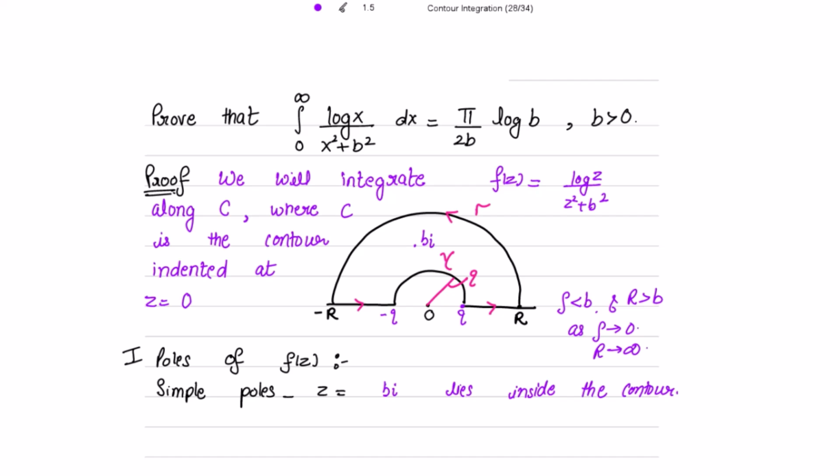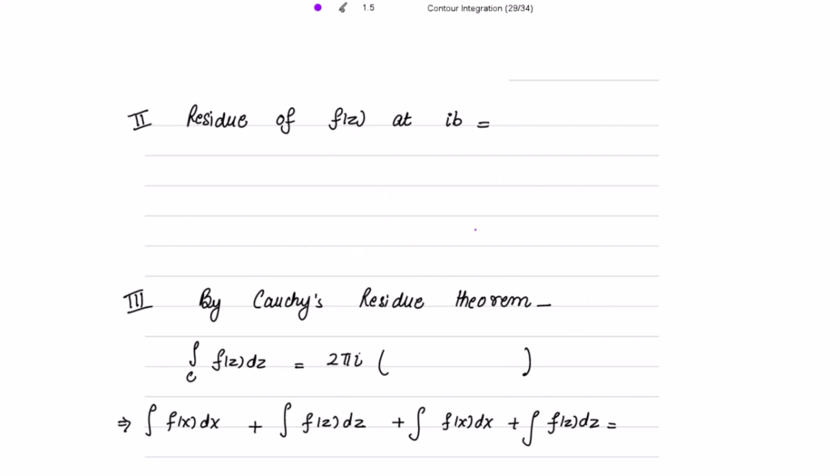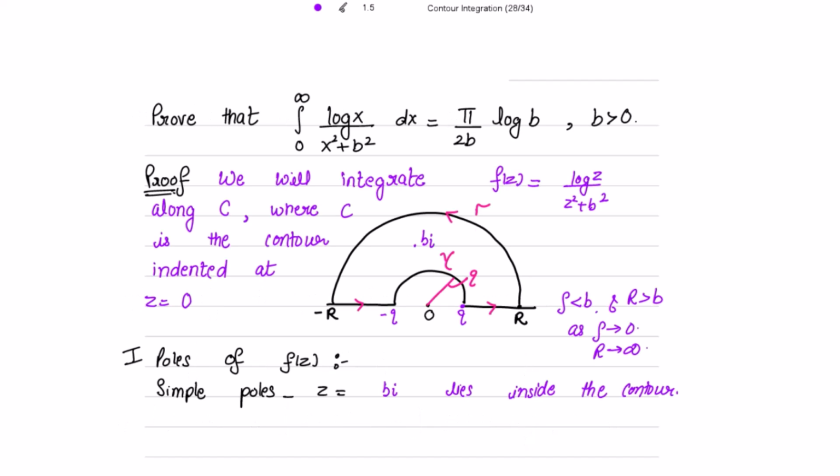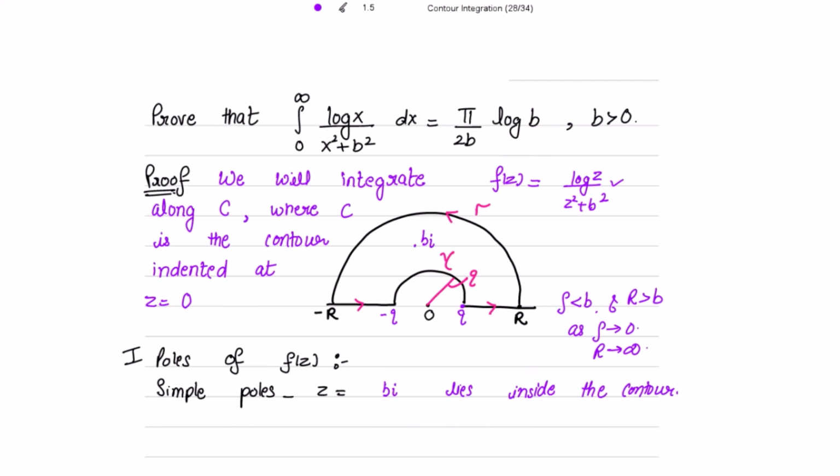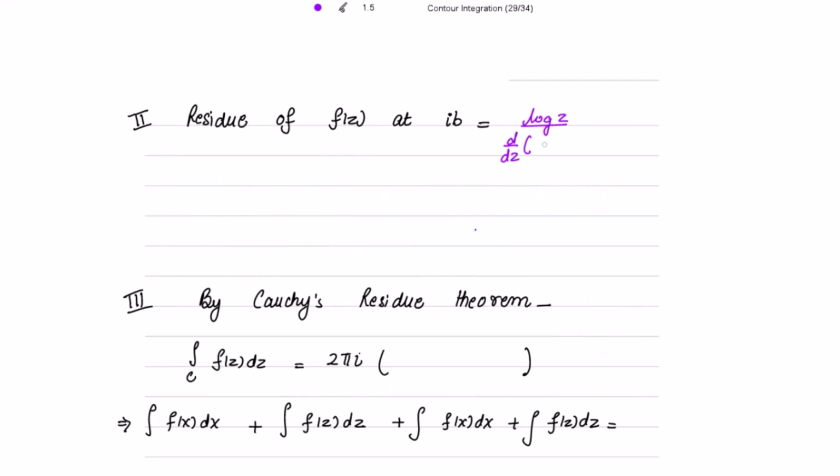Now the next step is to find the residue of f(z) at this pole, and the formula is: write the numerator as it is, so log of z, over the derivative of the denominator, which is z square plus b square, at z equal to b iota. So this is log of b iota over the derivative, which is 2z, so this is 2b iota. Fine. All right.